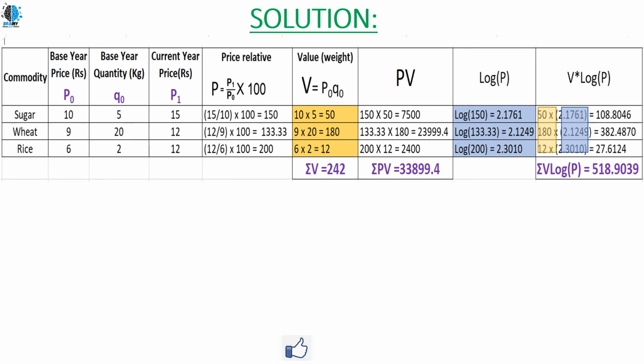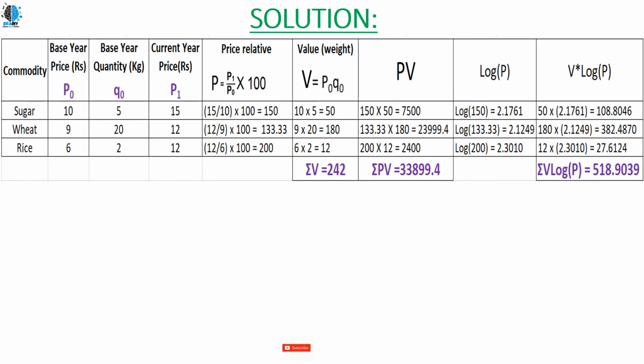So I'm going to multiply these two. After multiplying, I'm going to do the summation of all these values, summation V log P. The final value I got here is 518.9039. This is my final value of summation V log P. Now this is the entire tabulation where we have calculated all the values which we required in our formulas of arithmetic mean and geometric mean.